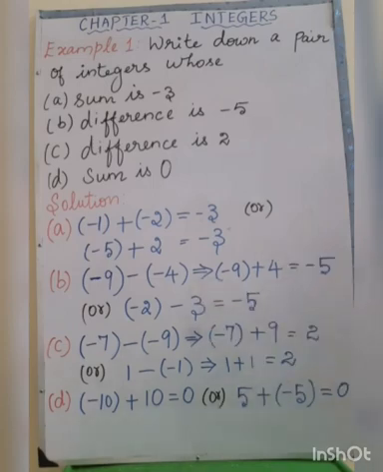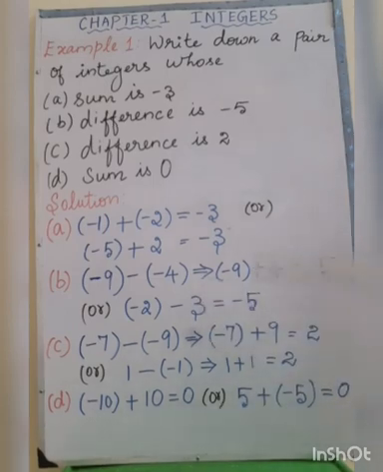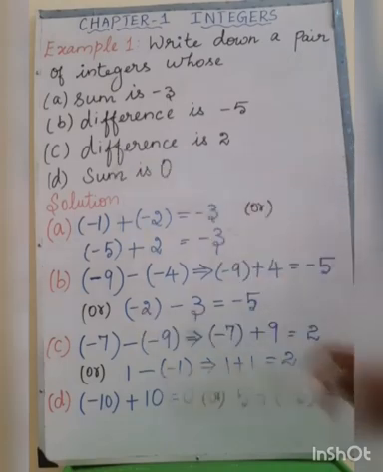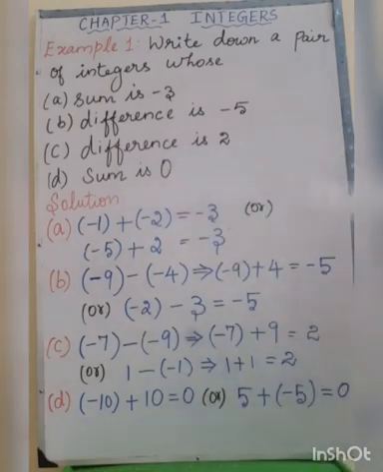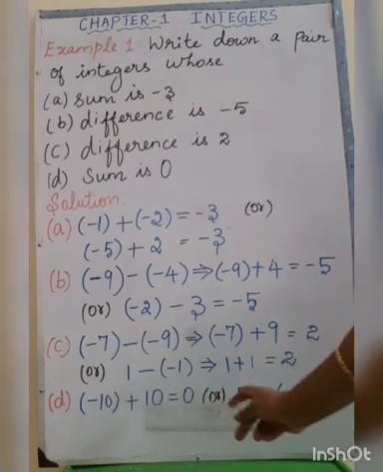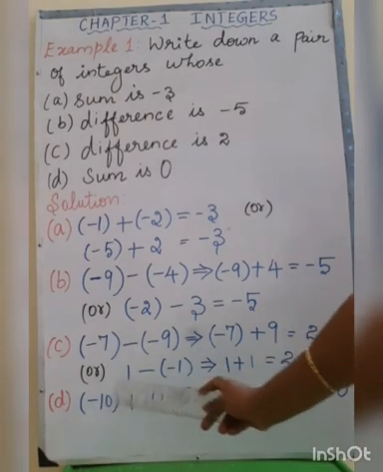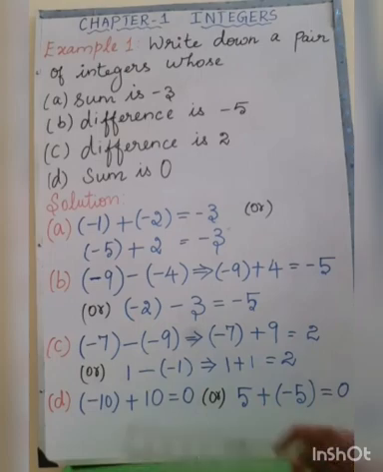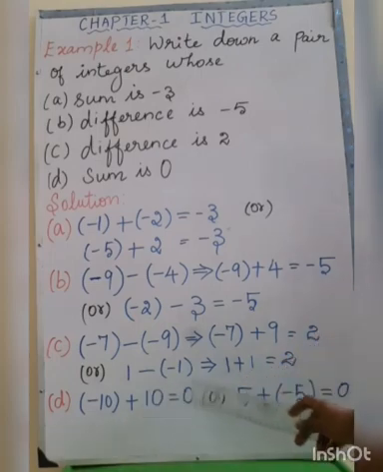The last one is D: the sum is 0. Sum means added. Which two numbers, when added, give the answer 0? The same number is added, but the signs are different. Numbers with opposite signs are added to get the answer 0.